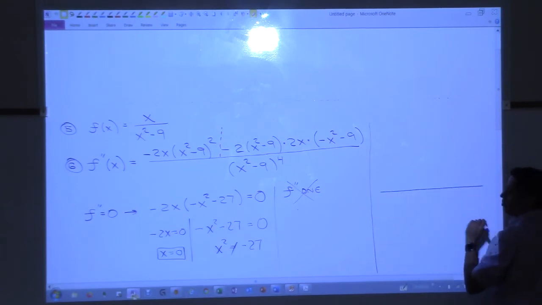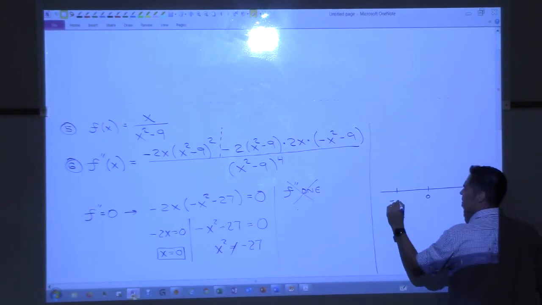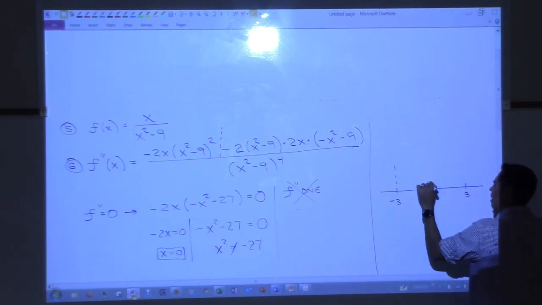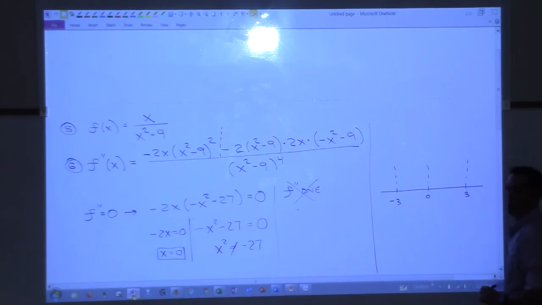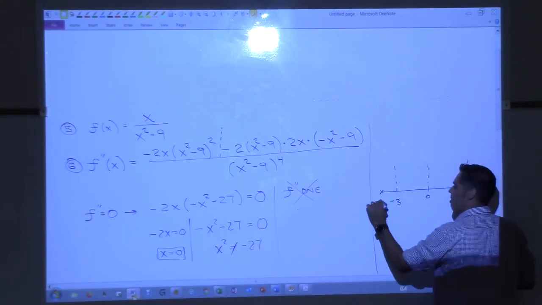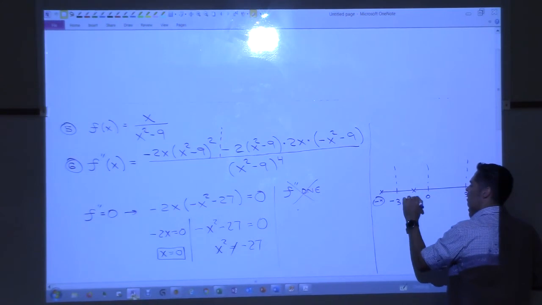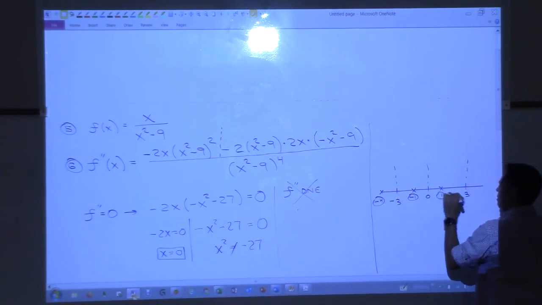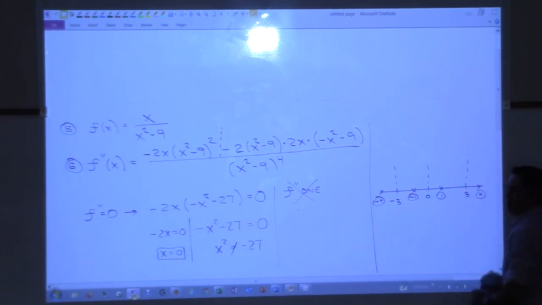All right, so does that look exactly the same as the other one? Didn't we have those same numbers? Oh, no, we didn't have 0 on the last one, did we? Test points, right? Now we need test points. Negative 4. Negative 1. 1. 4. Where are those going?